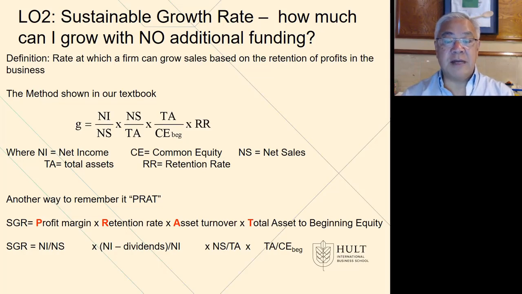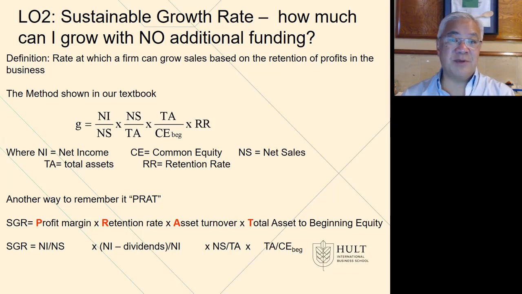The third factor, total assets divided by common equity at the beginning of the year. This shows a measure of the growth rate of your assets. And finally, the retention rate. That means out of a dollar of profit, how much do you keep in the business and not give to your shareholders by way of dividend? So those are the factors in the book. And those are correct. I'm not questioning the factors.